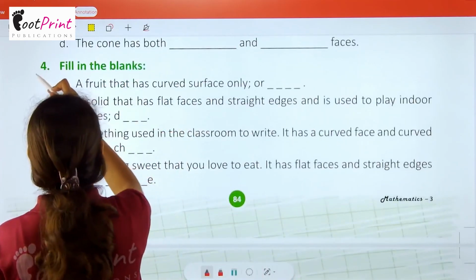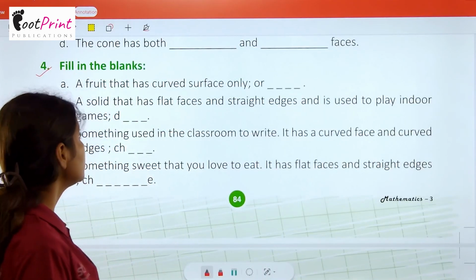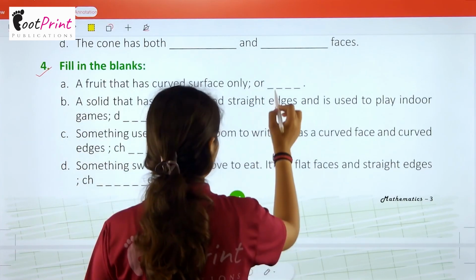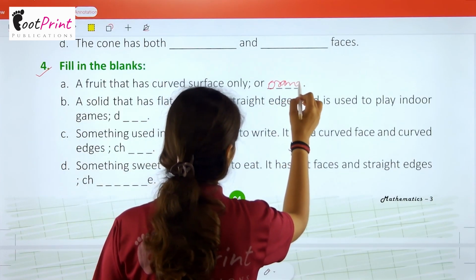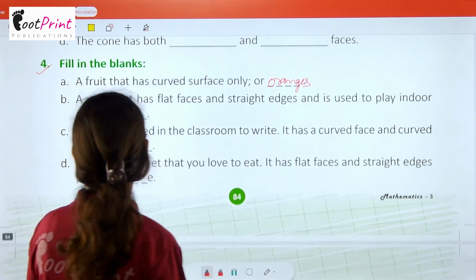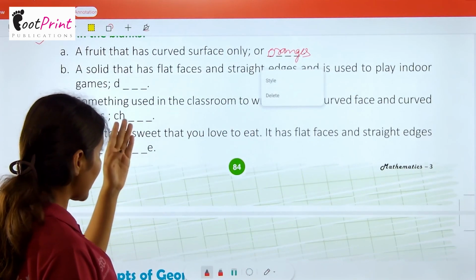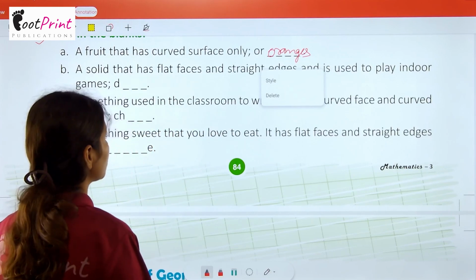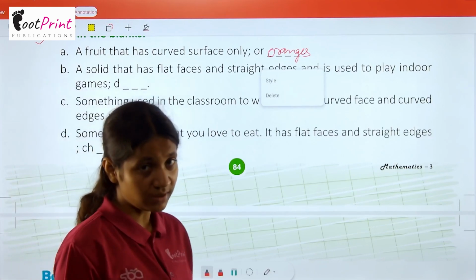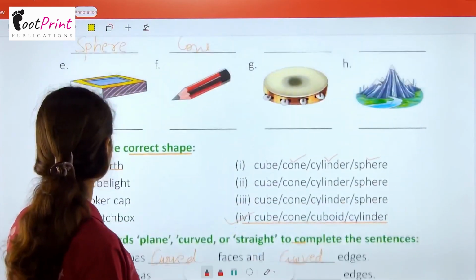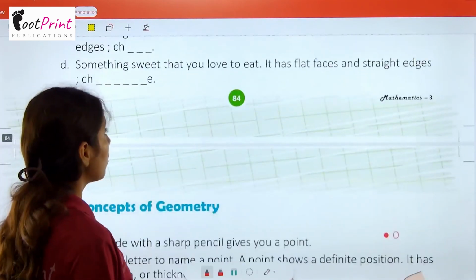Now we have question number 4. Fill in the blanks. A fruit that has curved surface only. That is oranges. Then we have question number 2, that means part B. A solid that has flat faces and straight edges and is used to play indoor games. So here you have to write the rest of the part of the questions of this exercise by yourself only.